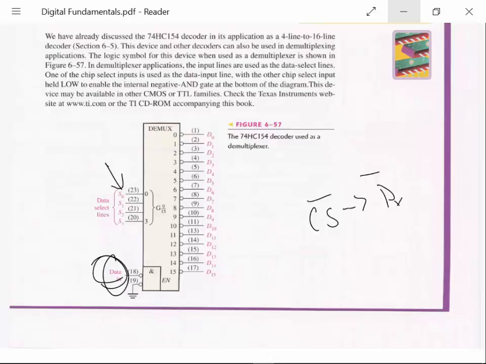So this has a disadvantage. It doesn't tri-state the unused ones, but it just takes them high. But it does work as a demultiplexer.